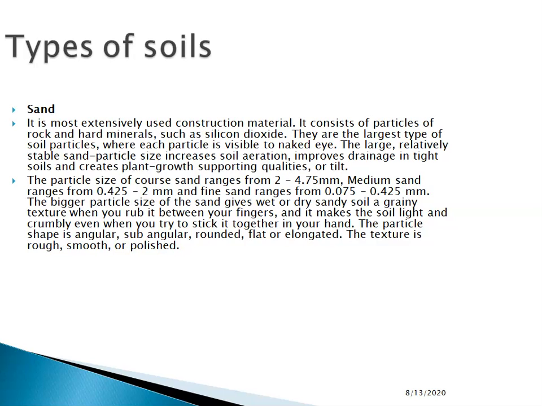So you can see the river sand, the ocean sand, the stream runoff sand. The size and the coarseness of the sand vary. The particle size of coarse sand ranges from 2 to 4.75 mm, and medium sand ranges from 0.425 to 2 mm, and fine sand ranges from 0.075 mm to 0.425 mm.